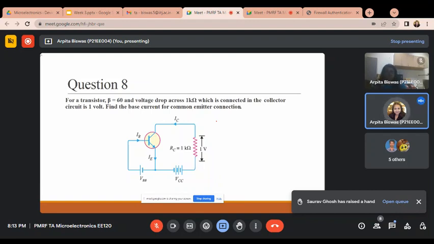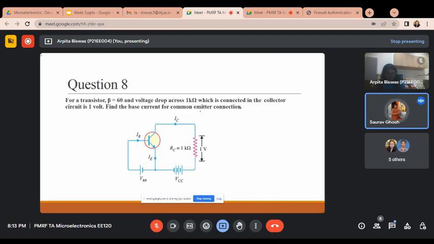So tell me, what will be the base current? 16.66 microampere. Question number 8. 666 microampere or 0.016 milliampere. Yes, 0.016 milliampere. Others? How do you calculate it at first? Tell me. Find the base current for the common emitter connection. Ma'am, can I say?